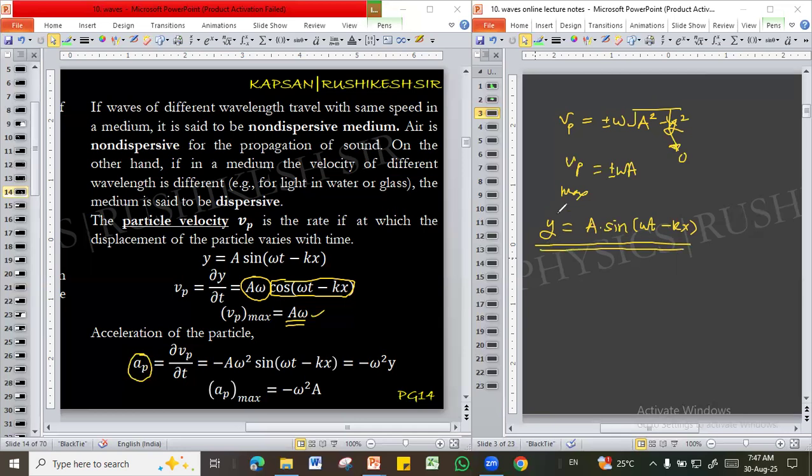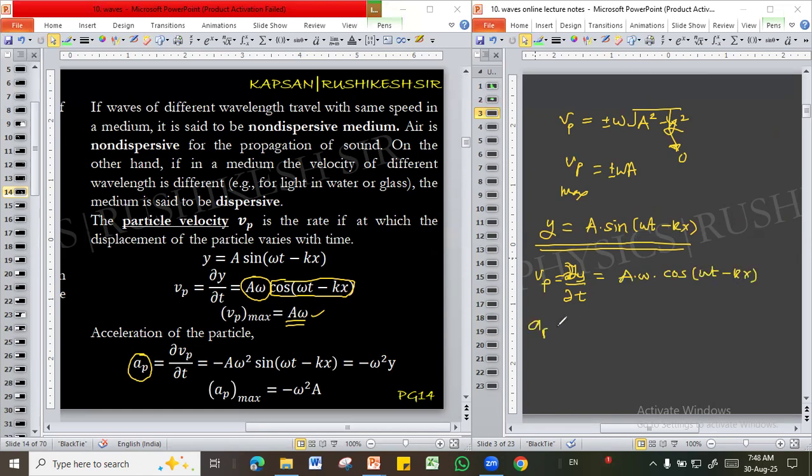Y is the position of the particle which is oscillating vertically, and our wave is traveling in the rightward direction. Now, what is the particle velocity? Dou y by dou t. If you take this dou y by dou t, you will get particle velocity. What is the answer? A omega cos omega t minus kx.